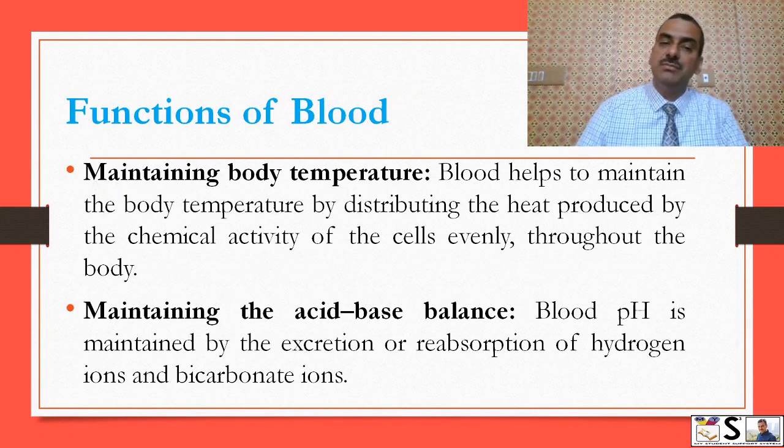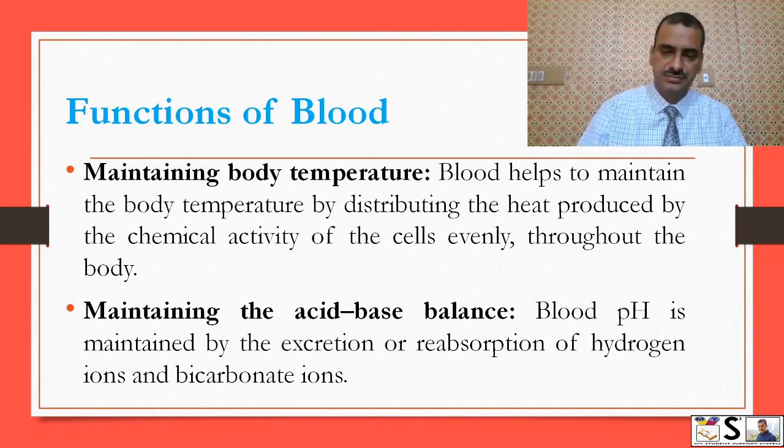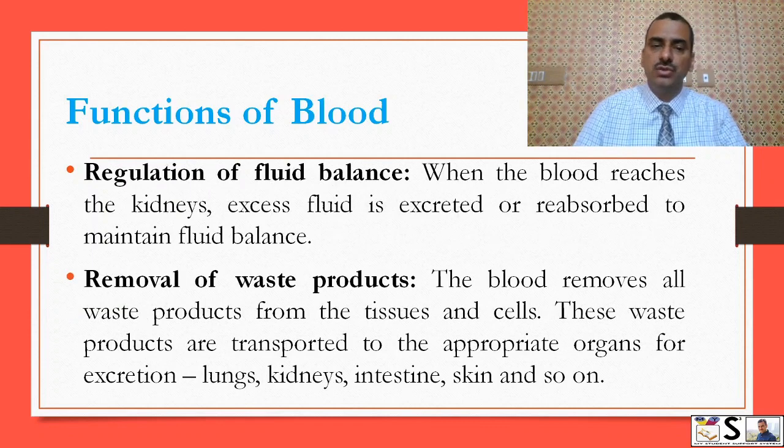Second function is maintaining body temperature. Blood helps to maintain body temperature by distributing the heat produced by chemical activities of the cells evenly throughout the body. Maintaining the acid-base balance. Blood pH is maintained by excretion and absorption of hydrogen ions and bicarbonate ions. Regulation of fluid balance. When the blood reaches the kidney, excess fluid is excreted or reabsorbed to maintain fluid balance.